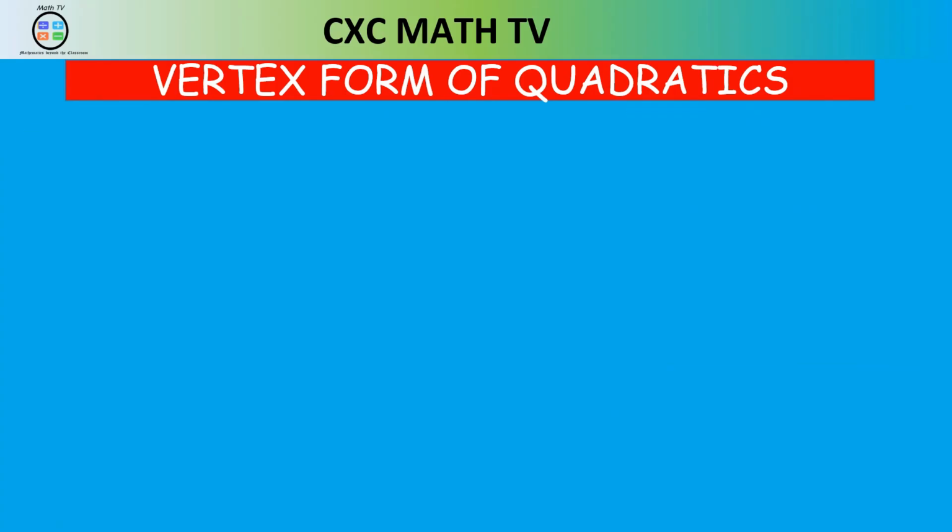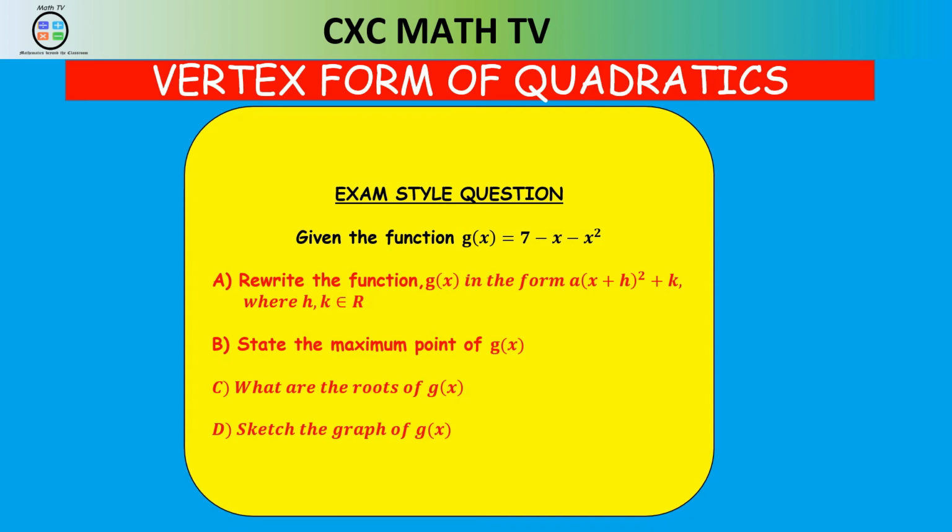Alright, so just to give you one more to close out the day to attempt on your own, go ahead and pause the video and attempt this on your own. Go ahead and pause the video and attempt this one. It says, rewrite the function g of x in the form a in bracket x plus h squared plus k, where h and k are real numbers.